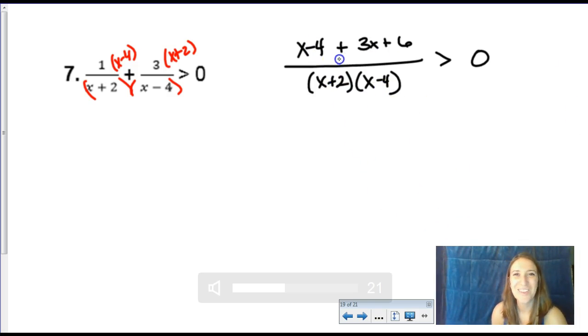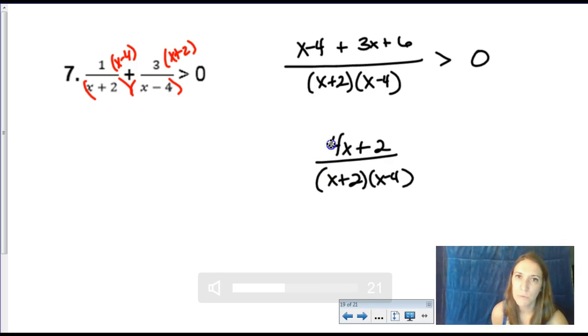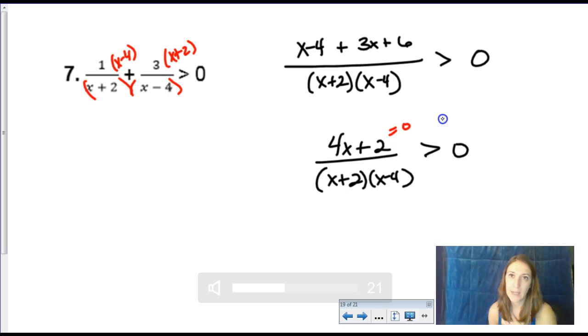All right, so it's x minus 4 plus 3x plus 6. How does it simplify? 4x plus 2 over x plus 2 times x minus 4. This numerator does factor, but we don't have to worry about holes in the problems that I'm going to give you. If I set my numerator equal to 0, I would find an x-intercept at negative half, because negative 2/4.